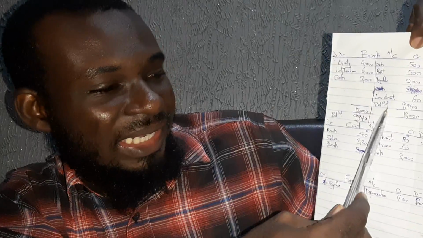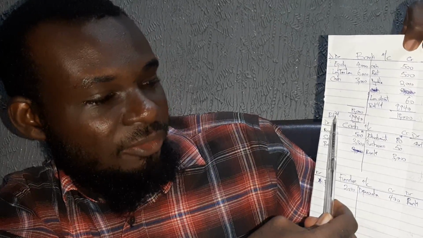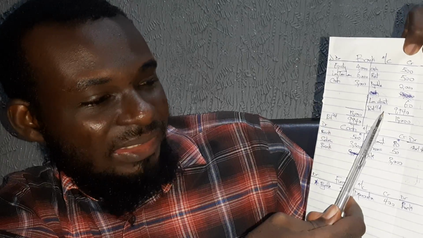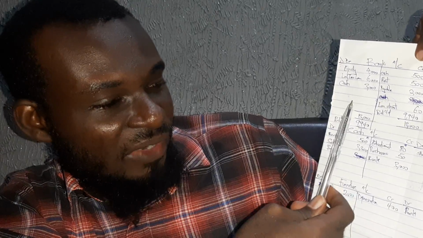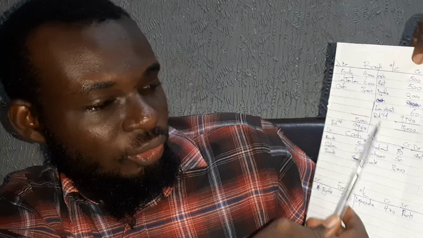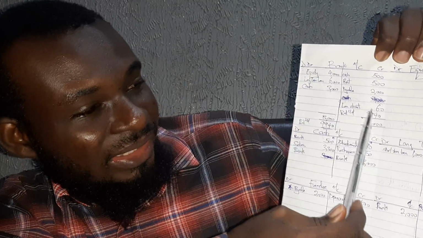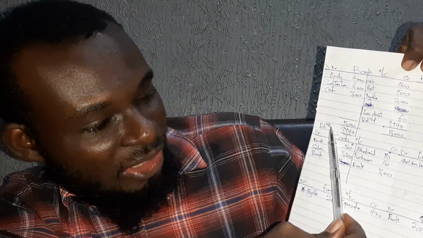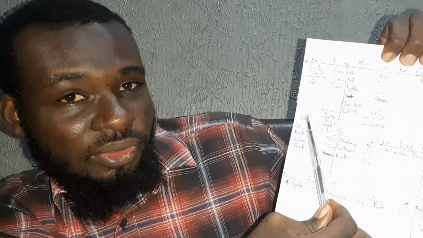So this balance carried down automatically becomes balance brought down here. My balance carried down is on the credit side, so my balance brought down will now be on the debit side. So let me move to the next one.